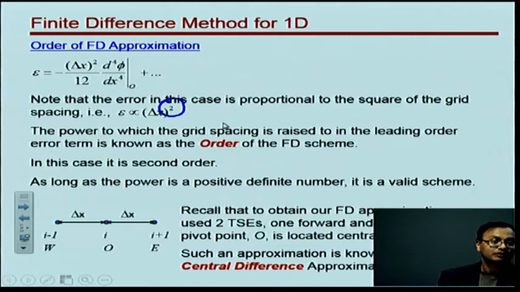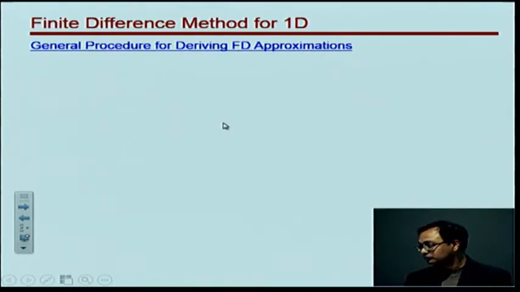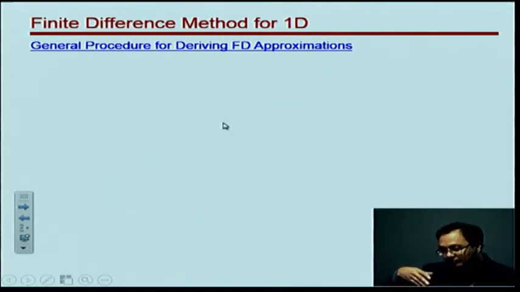So let me talk a little bit about the general procedure for deriving finite difference approximations. I gave you one example. Now, in that example, as you saw, some terms nicely canceled out, and that may not always happen. So let's take a very general example and see, if I'm asked to derive a finite difference approximation for some derivative, how do I do that?